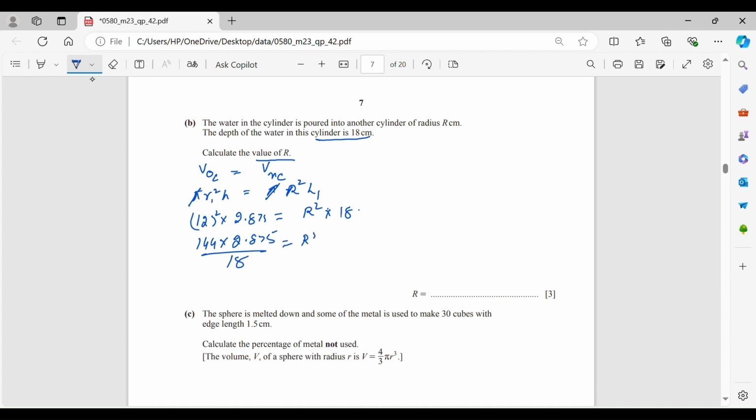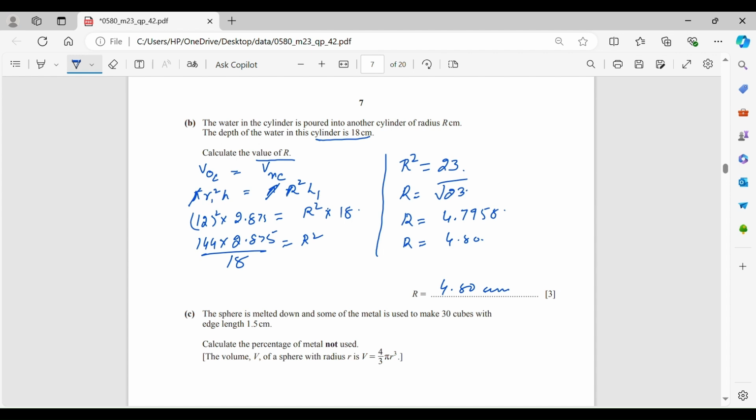We will use the calculator for this, and from the calculator r square will be equal to 23, and r will be equal to root of 23. So r will be equal to 4.7958. So the radius will be equal to 4.80 to 3 SF. So r is equal to 4.80 centimeter. Next, C part.